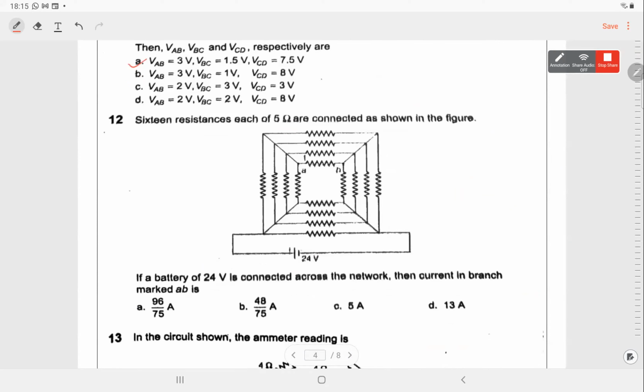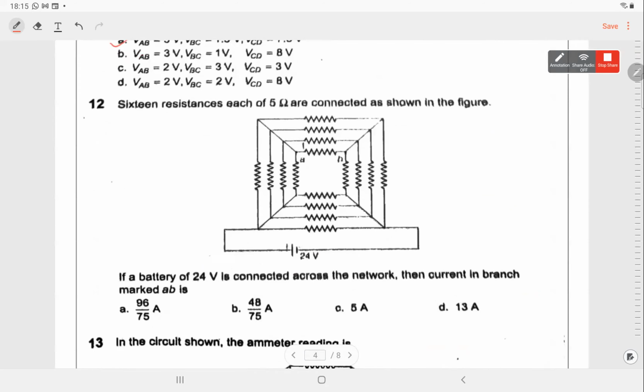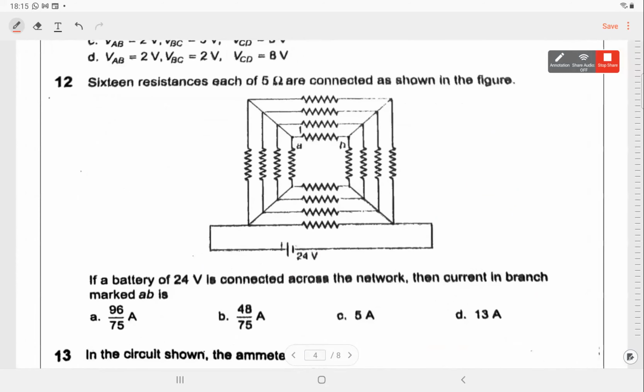Question number 12. Yes, question number 12. Looks a little complicated, but it's very easy. I think the options are not matching, but no problem. It's asking the current. 16 resistors are connected like this, and we have to find the current between A and B in this branch. That is the value I.